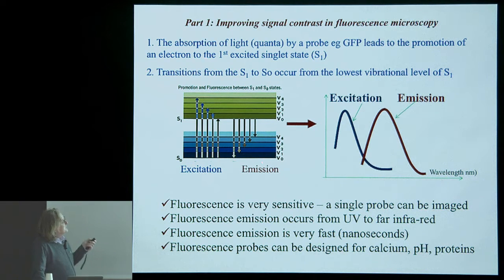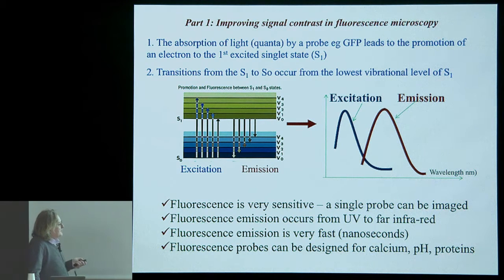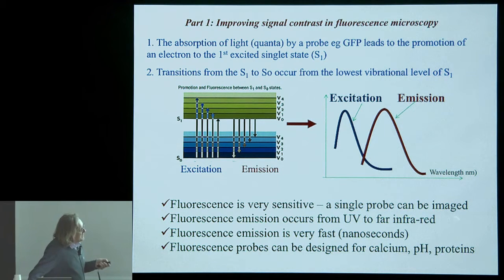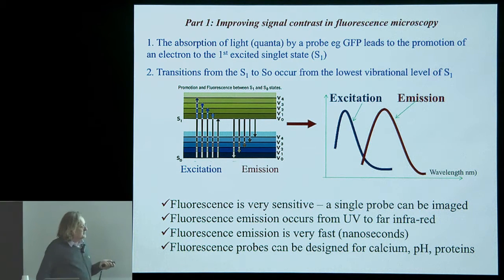Now, the reason why we're so excited about fluorescence and using it to study molecules inside of living cells and in polymers is that it's very sensitive. We can image a single molecule of a fluorescent dye. Fluorescence emission is wideband from UV to infrared. Fluorescence emission is very fast. The decay is nanoseconds. And as you've just seen in the previous slide, we can use that merocyanine state not only to bind calcium, but also to provide a signal that tells us that calcium is bound.